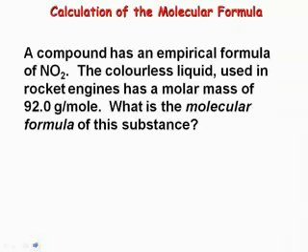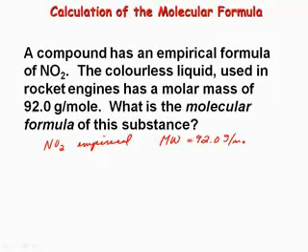Now, how do we find it? Well, in order to calculate a molecular formula, you need two things. You need the empirical formula, and then you also need the molar mass, the actual molar mass. So in this example here, we're working again with NO2 as the empirical, and it says that we have a molar mass of 92 grams per mole.